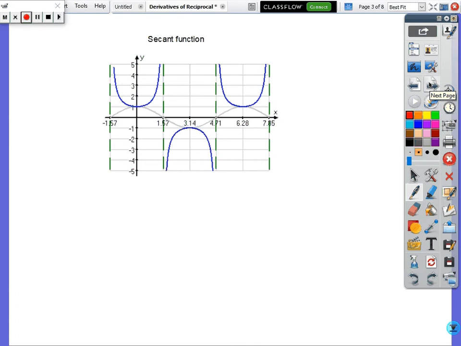So here's cos. There's 1, so when you flip 1, you get 1. As cos gets smaller, secant gets larger. When you flip minus 1, you get minus 1. And as cos gets smaller, secant gets larger. So it's the same shape as the cosecant, but it's just like a phase shift across. And again, we've got gradients of tangents.